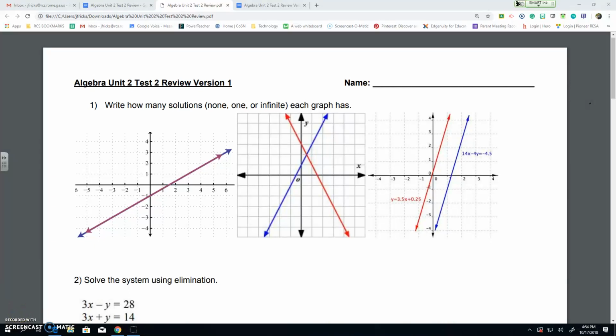Today we're going to be talking about Unit 2, Test 2 review, and I'll be going over a few different questions with you. We're going to try and get it all in one video since it's only 11 questions. So the first question says, how many solutions, none, one, or infinite, does each graph have?